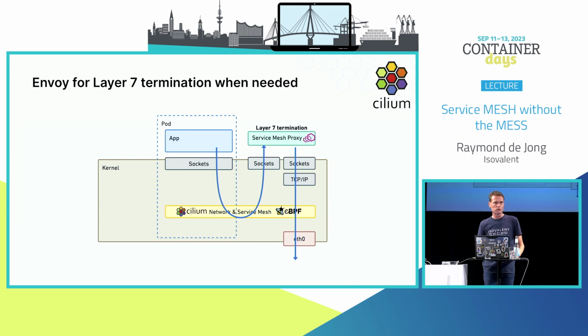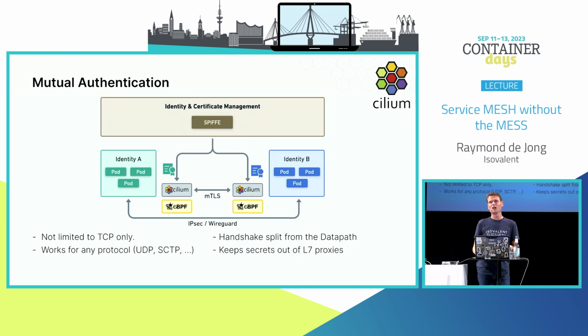If you need layer 7 termination, you're using layer 7 path-based routing or filtering capabilities, then using eBPF, Cilium directly shortcuts that connection to the proxy. The proxy does the necessary processing, for example, that specific rule, and then forwards it again using eBPF on the physical network. And this reduces a lot of latency. We've seen 3 to 4 times improved performance in terms of latency, so lower latency.